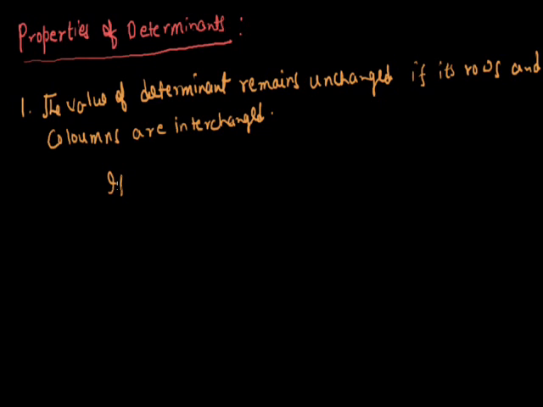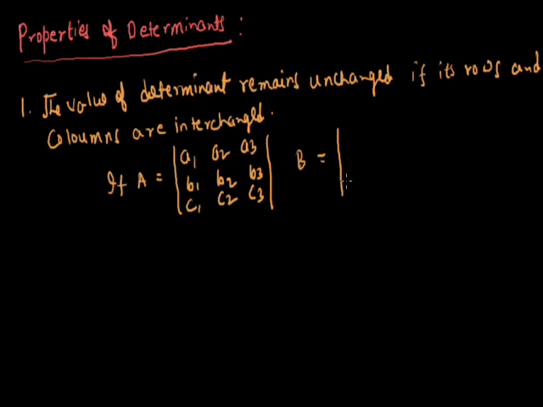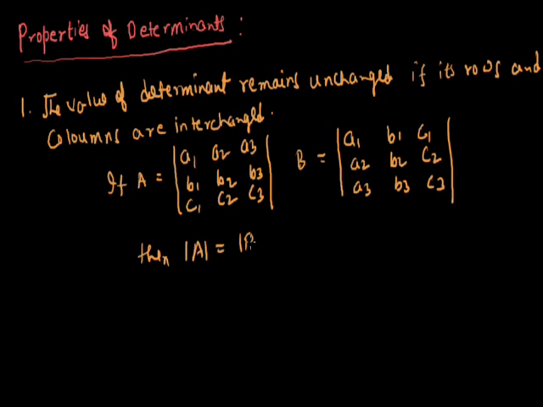So if A equals determinant A1, A2, A3, B1, B2, B3, C1, C2, C3, and B equals determinant A1, A2, A3, B1, B2, B3, C1, C2, C3 with rows and columns interchanged, then determinant A will be equal to determinant B.